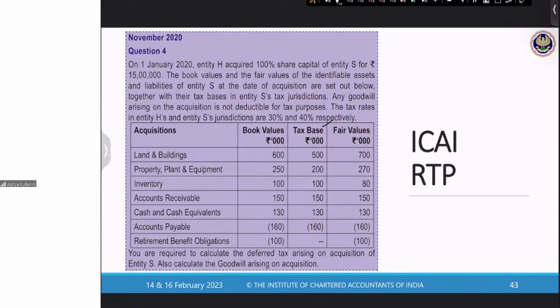Don't cheat, don't look at the RTP. Don't look at this thing. Please look at what am I going to recognize as a DTA or as a DTL. Okay, come on, go ahead. Quickly, 2 minutes.